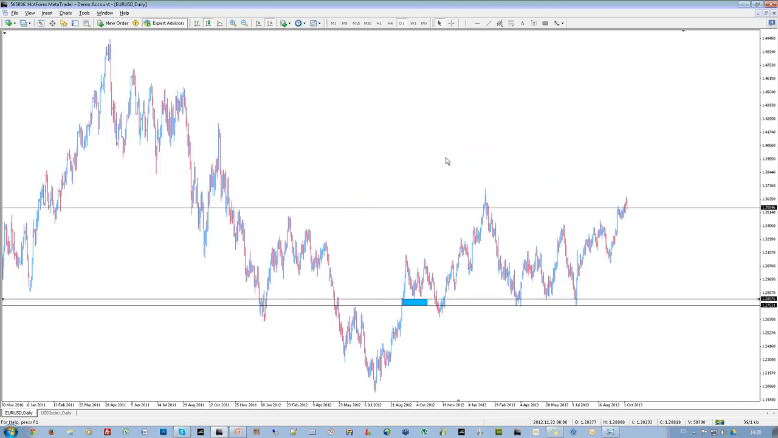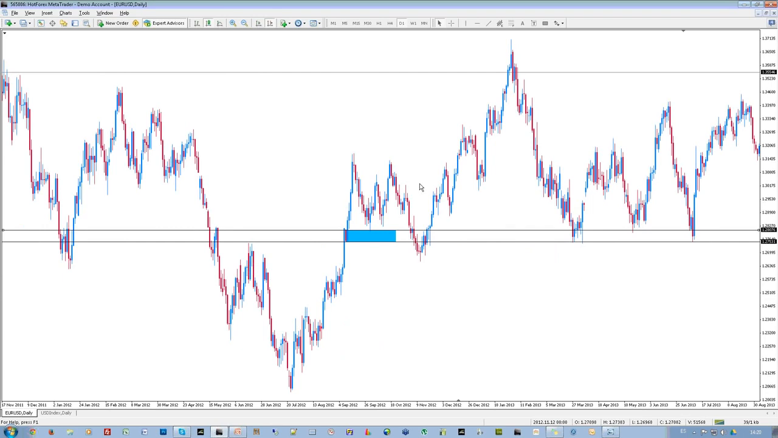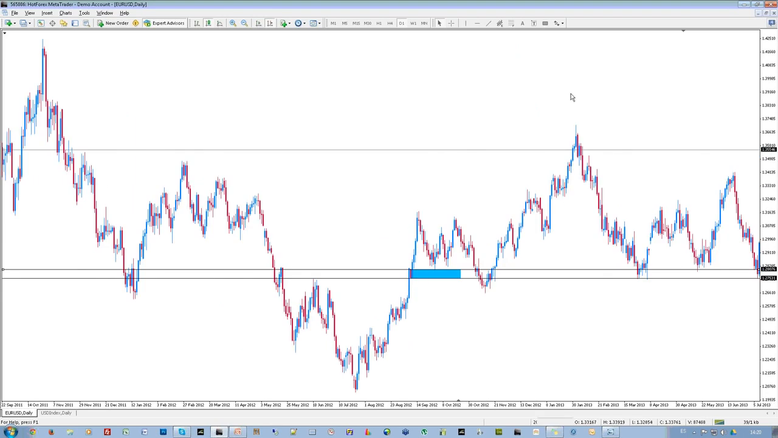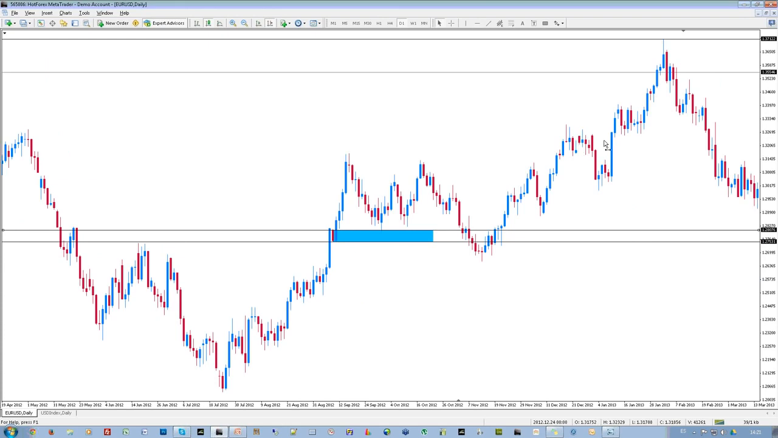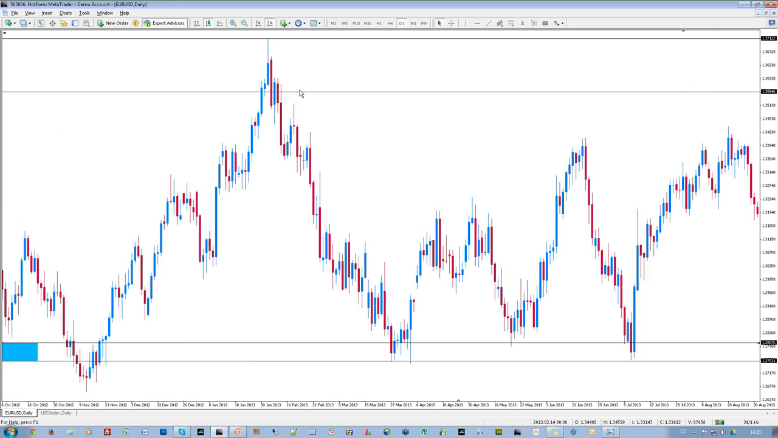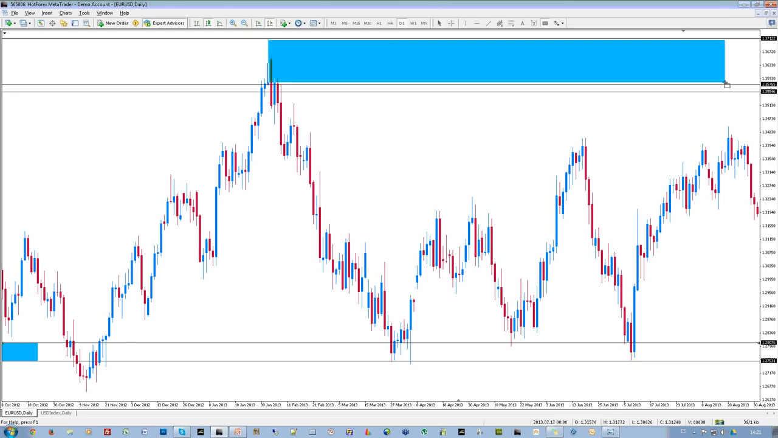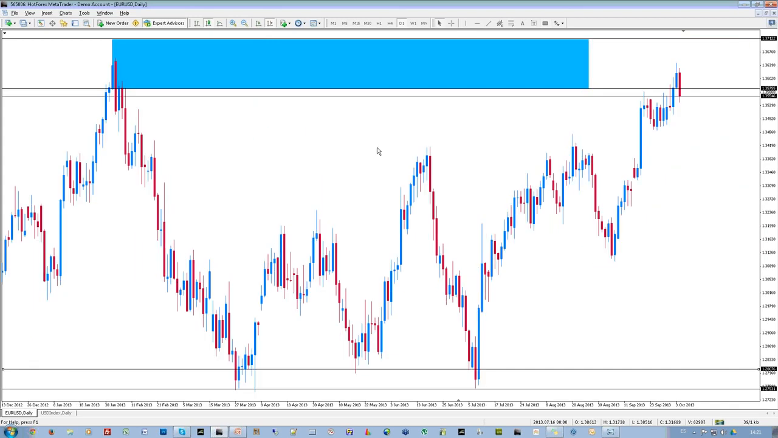So now in current time, as you can see, we have this. We have this level of supply on the euro, on the daily. We have this high, this is the base, and then this is the whole area. And look what the euro is doing. It's reacting to it.